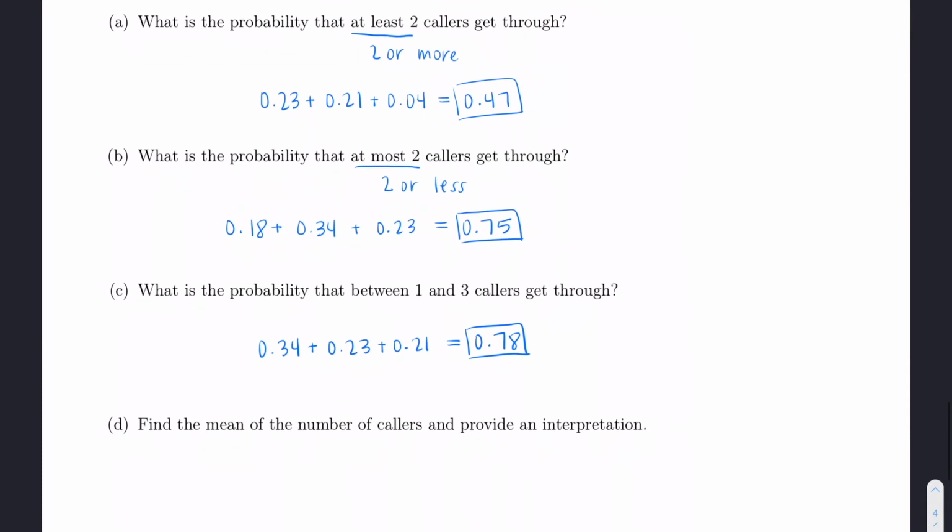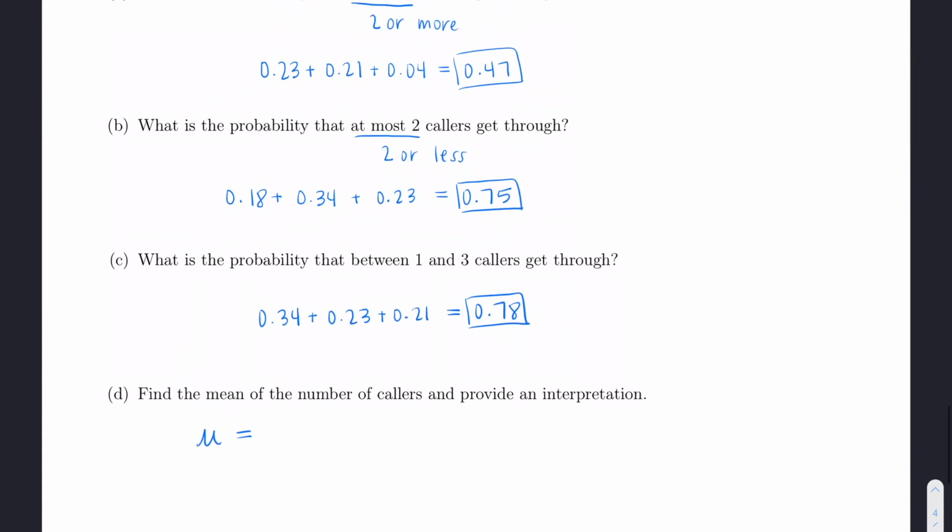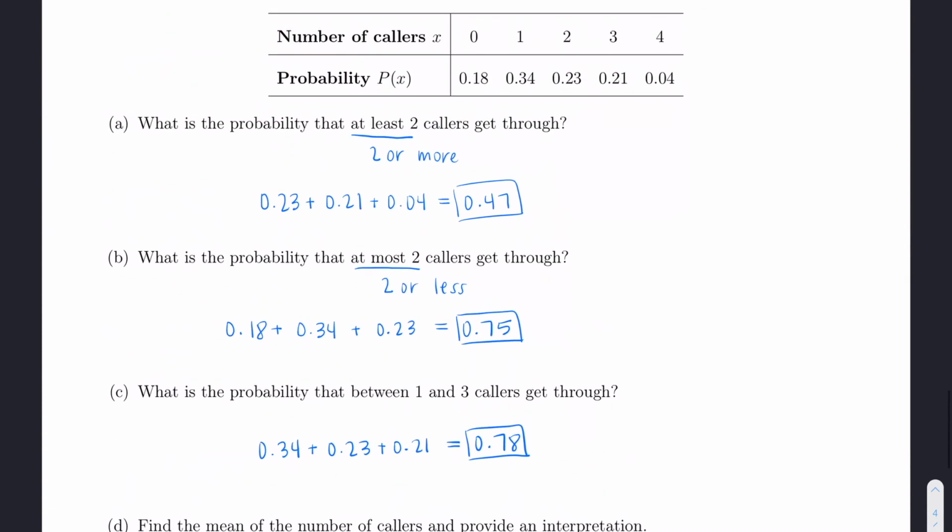And then the very last one, part D, find the mean of the number of callers and then provide an interpretation. And so here, I'm going to find the mean mu, and so mu is going to be equal to the first data value times its probability plus the second data value times its probability plus the third data value times its probability plus the fourth, and so on, right?